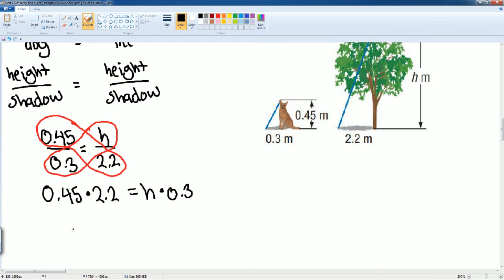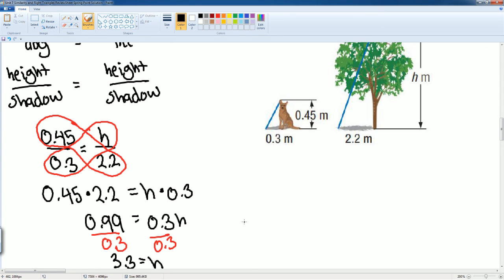Hold on, let me double check. h over 2.2, cross multiply, 0.45 times 2.2. That gets me 0.99 equals 0.3h. Divide by 0.3 to both sides. Now I get 3.3 is equal to h. That is the height of this tree, 3.3 meters. There you go.